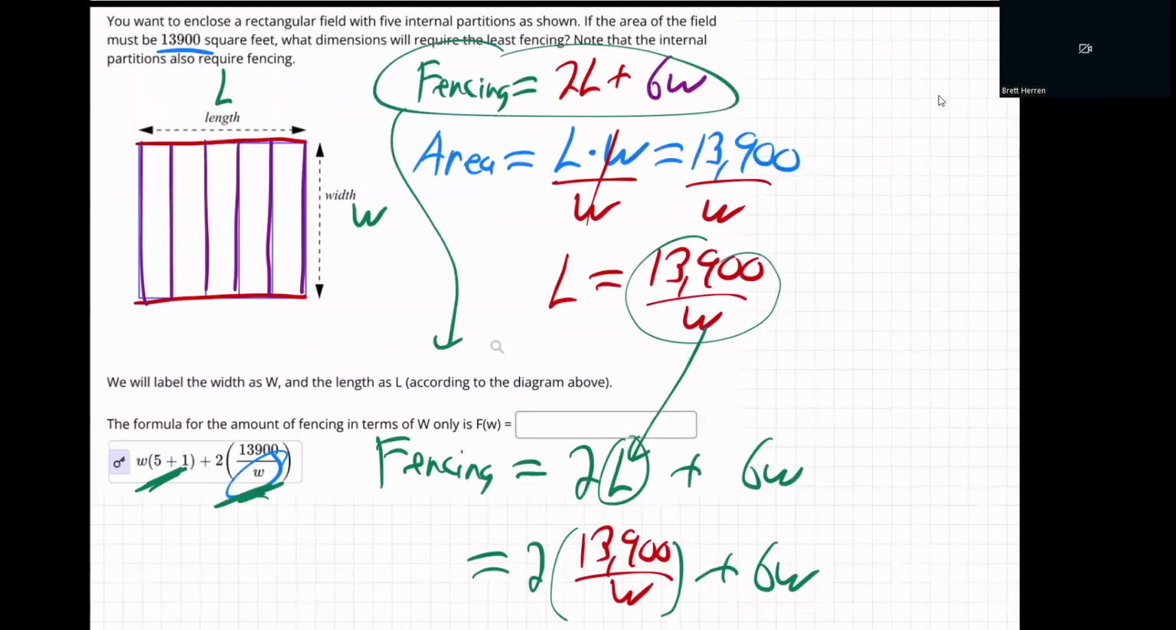Now, this is just the setup. In another problem, we'll finish this up. We'll say, okay, now that you get that setup, now take the derivative. Now you want to find minimum fencing, least fencing possible to achieve your goals of area and having five sections. So take the derivative of this, set it equal to 0, and find the width that'll minimize the amount of fencing. Very practical for all kinds of applications. And there we go.